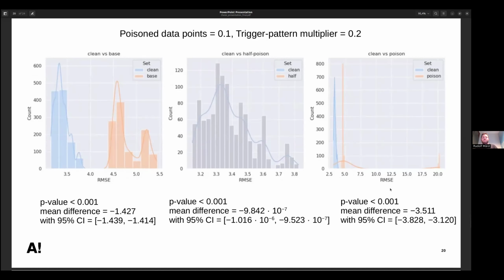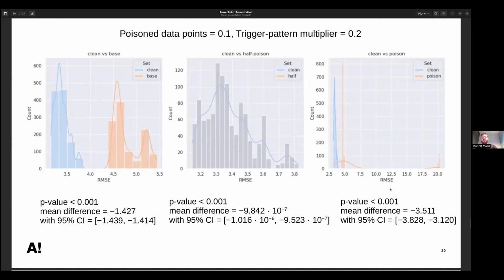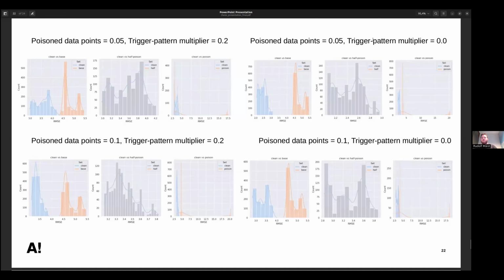Yeah, the results are very similar between all of these experiments, so I don't think I will spend more time describing these. So these are the experiments where 10% of the data points were poisoned, and then the same trigger pattern multipliers as the first two. So here is an overview of all of the experiments. As you see, very similar results. There seems to be definitely something happening. The behavior is changed clearly when applying the poisoning.